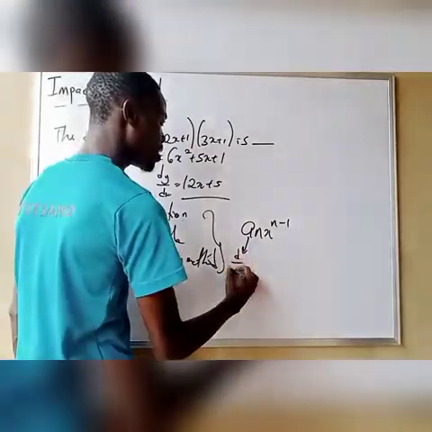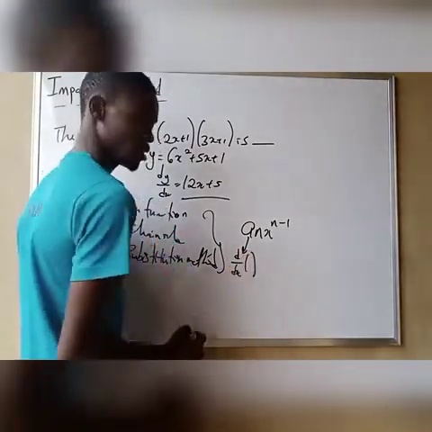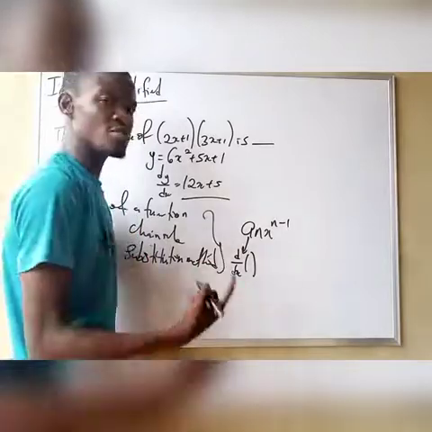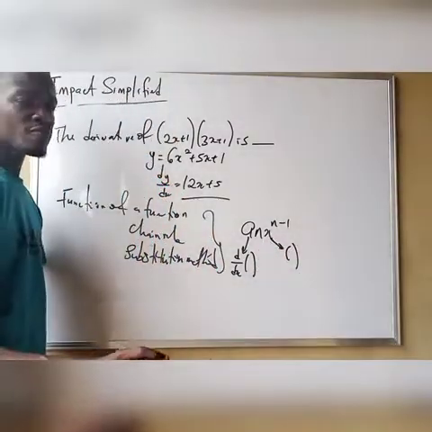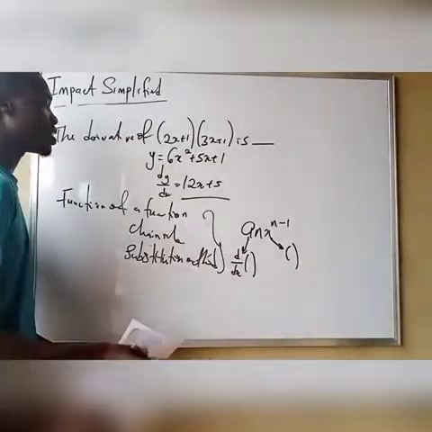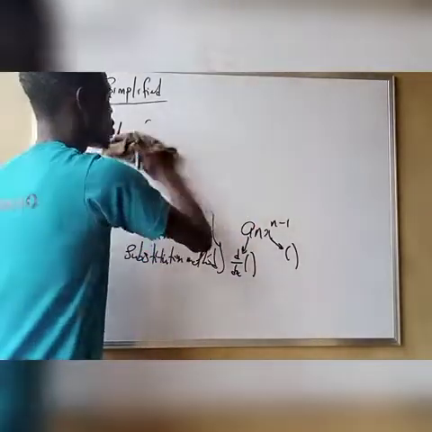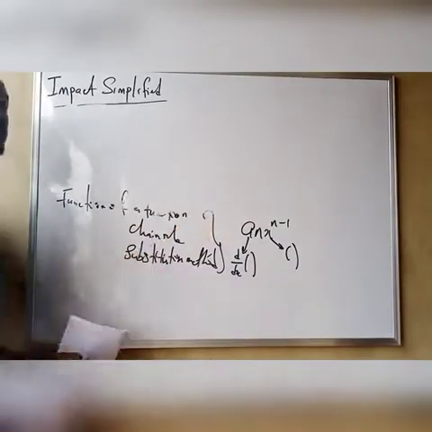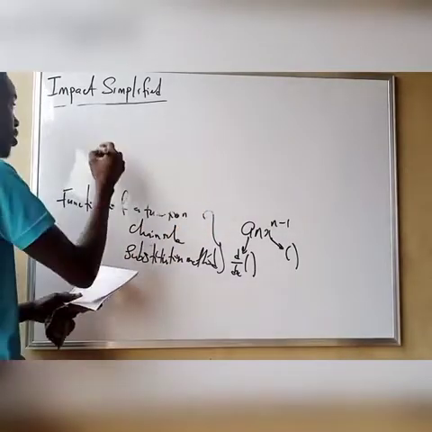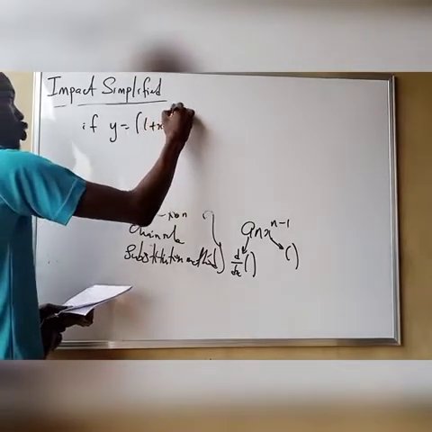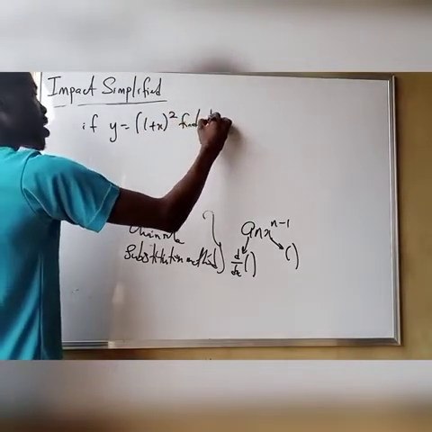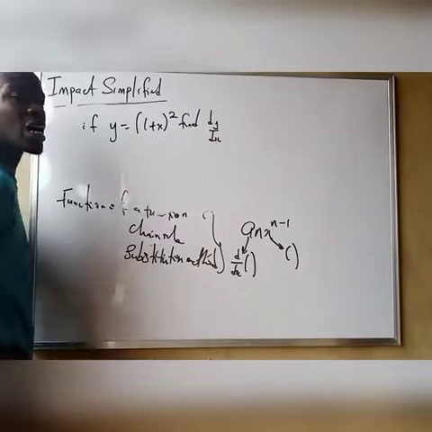Your a will now be the differential of the bracket. Do we get that? Your n still remains your power, but your x will now be the bracket itself. Again, your a is the differential of the bracket, your n is your power, and your x is what? Is the bracket itself. For example, they say if y is equals to 1 plus x all squared, they say we should find the value of what? Of dy dx.